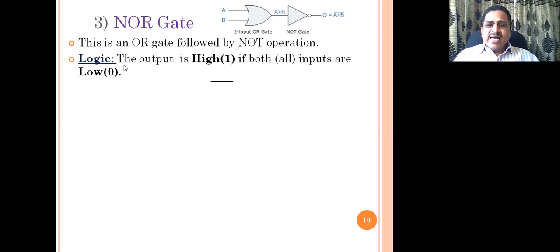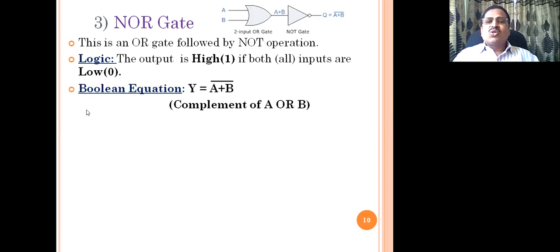The statement for the NOR gate is exactly the opposite of the statement of the OR gate. Output will be 1 if both inputs are at 0. In case of more than two inputs, output will be high, meaning 1, if all inputs are 0.